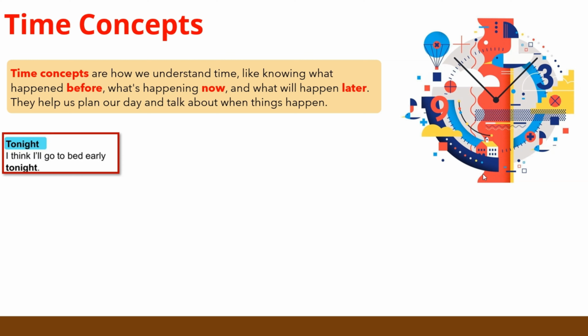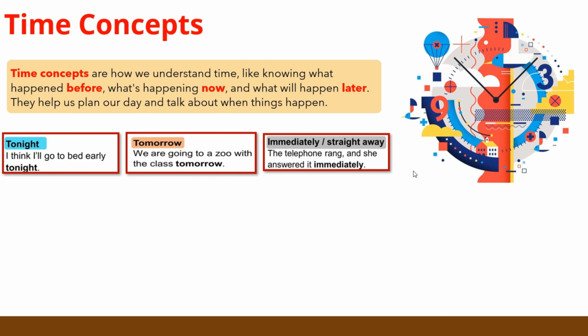And an example of tonight is, I think I'll go to bed early tonight. So you're telling the person in front of you that you are going to bed early tonight. That means it's not tonight yet, but you're telling them at that time, around that time of the night, I'll be going to bed. So it gives you that feeling of time immediately, straight away, right away. All of these words are rich vocabulary that you need to have.